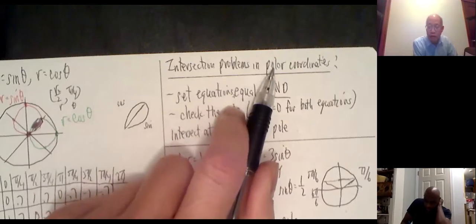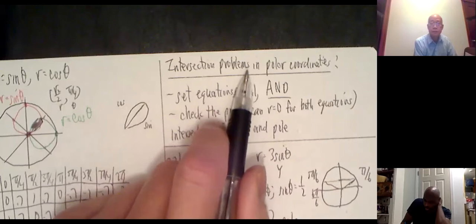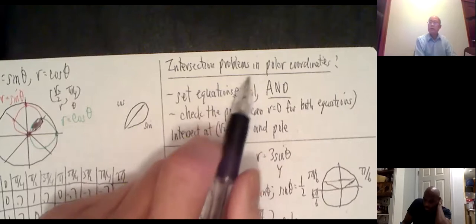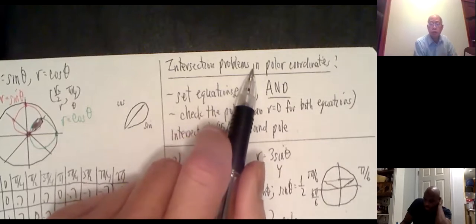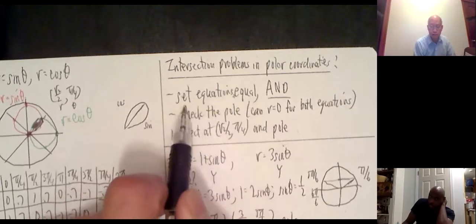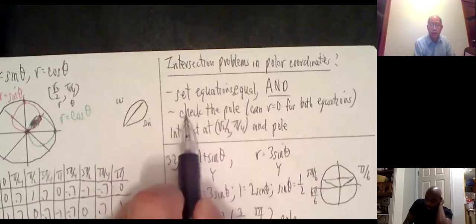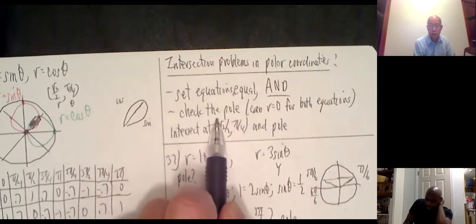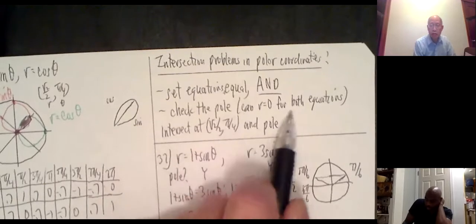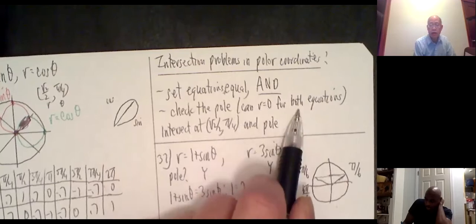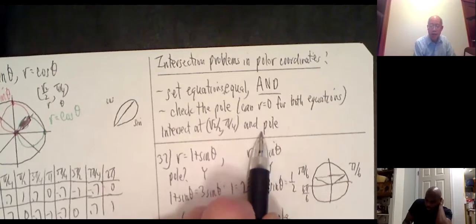Okay, in rectangular coordinates, you have two graphs. I don't know, y equals 3 sine theta and y equals 1 plus sine theta. Set them equal to each other. In polar coordinates, you have to do the following. Set the equations equal. That's just the normal technique. And check the pole, which really means, can r equal 0 for both equations? Is there any possibility for r equaling 0? If the answer is yes, they intersect at the pole.